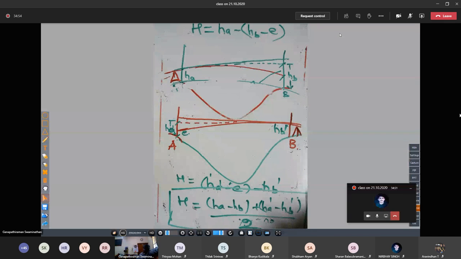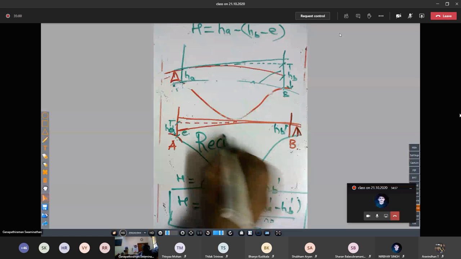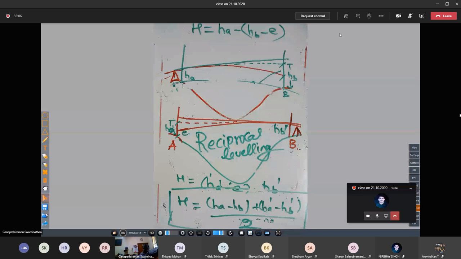You get it? So this is what is called reciprocal leveling. Reciprocal leveling. You are taking both observations and then eliminating the error.